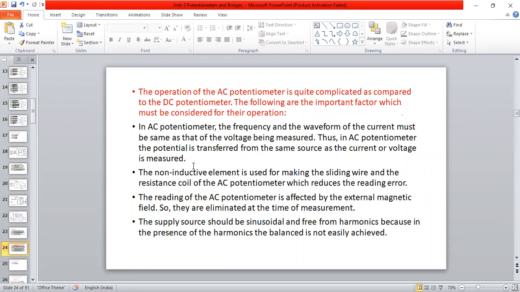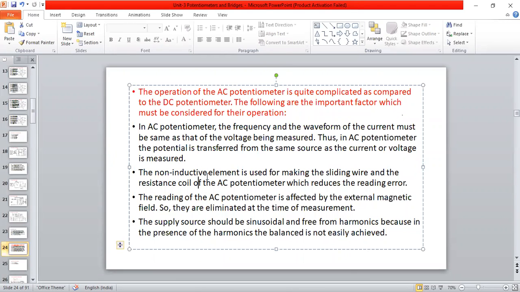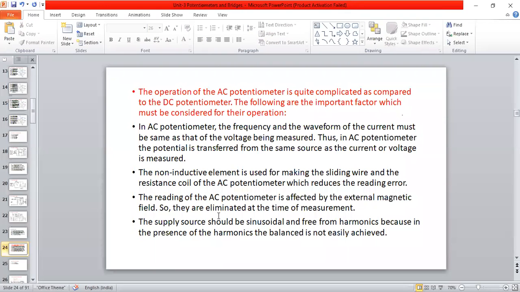The non-inductive element is used for making the sliding wire and the resistance coil of the AC potentiometer, which reduces the reading error. If inductance is present in this coil, then a reading error will occur. The reading of the AC potentiometer is affected by external magnetic fields, so they are eliminated at the time of measurement. If something inductive is used, then the magnetic field produced will affect the measuring system, so that is eliminated.